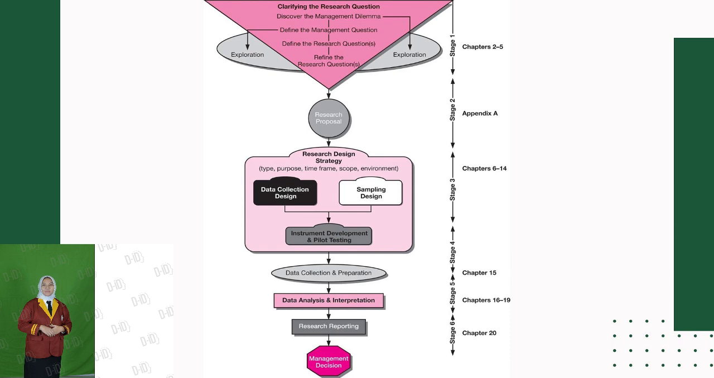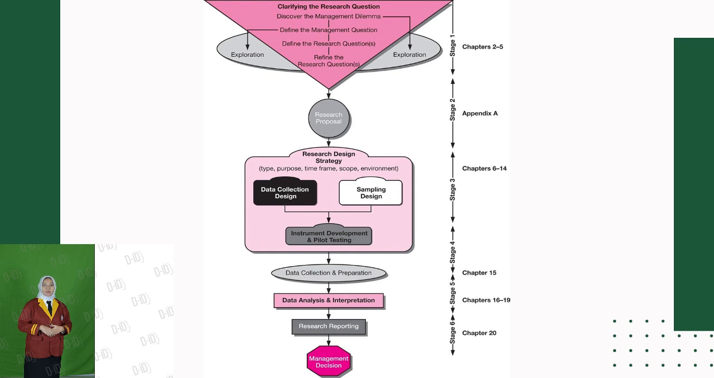Stage 5, Data Analysis and Interpretation. Once the data is ready, researchers enter the data analysis stage. Here, the data is processed using various statistical techniques or qualitative analysis depending on the type of data and the purpose of the study. The results of this analysis are then interpreted, meaning researchers try to explain the existing findings, answer research questions, and understand the meaning behind the data.